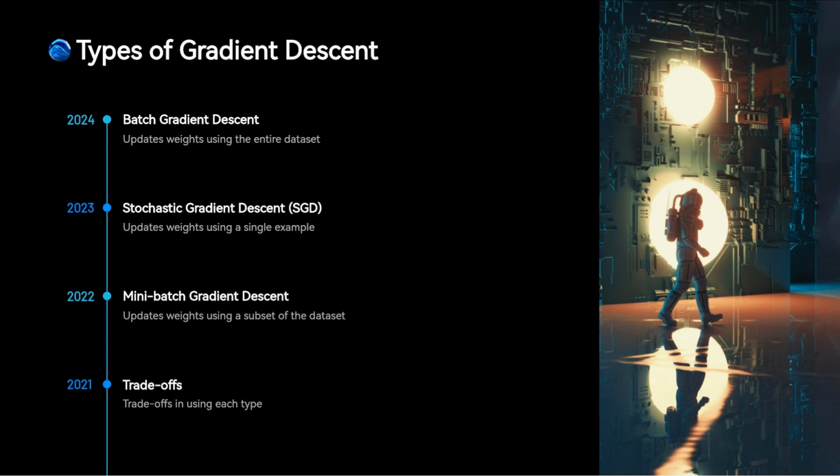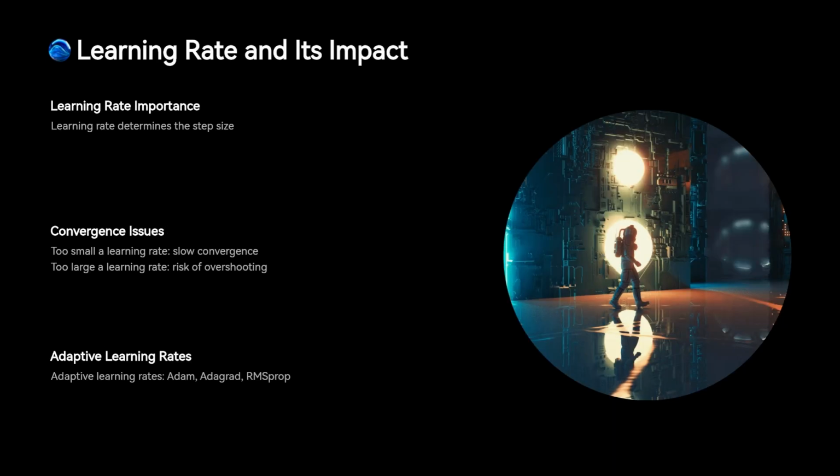The learning rate is one of the most critical hyperparameters in gradient descent. It controls the size of the weight updates. If the learning rate is too small, the training process will be very slow because the network will take very tiny steps toward the minimum.